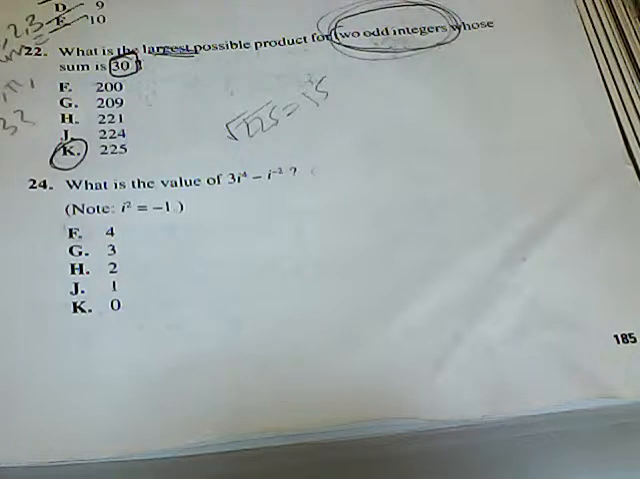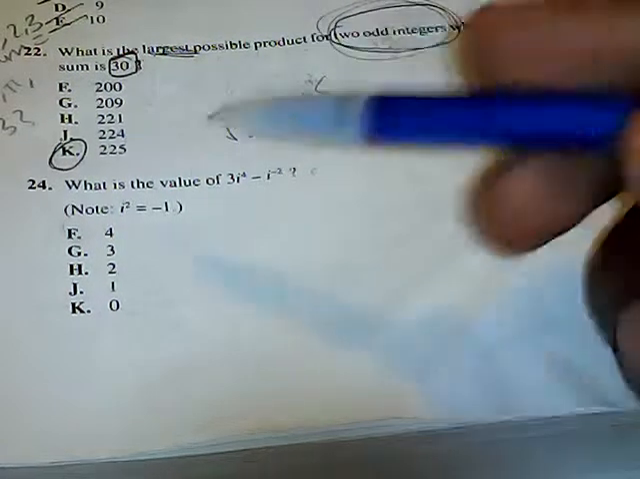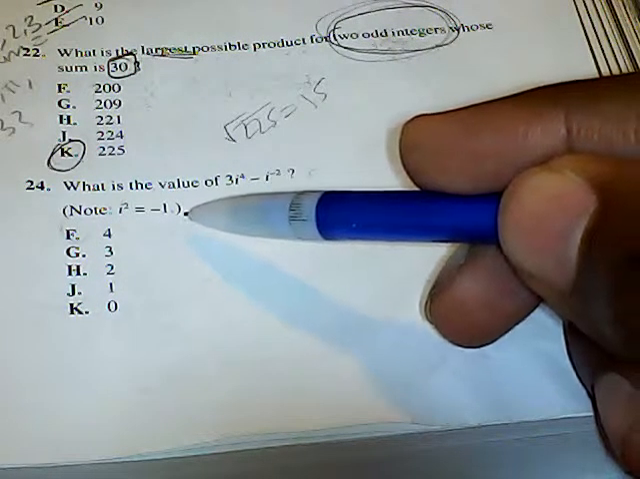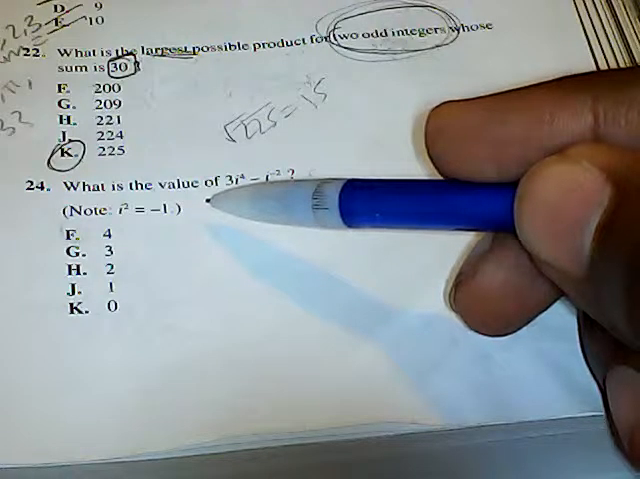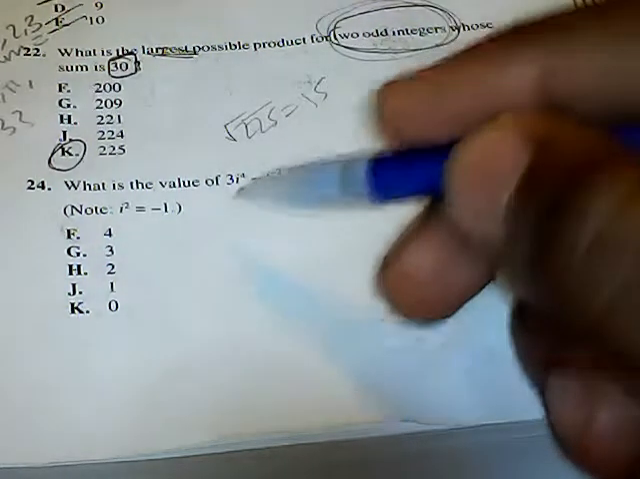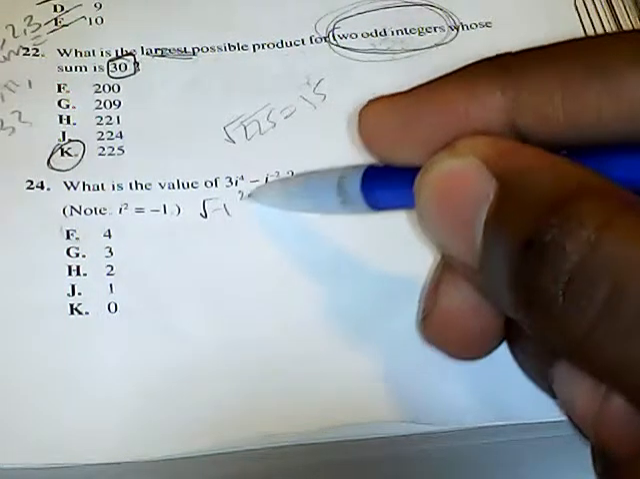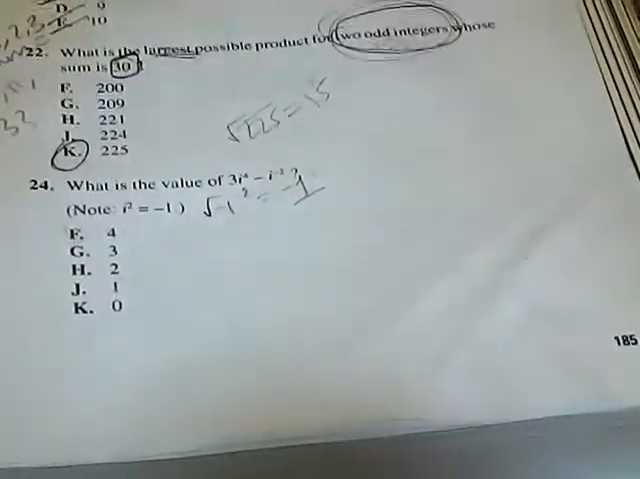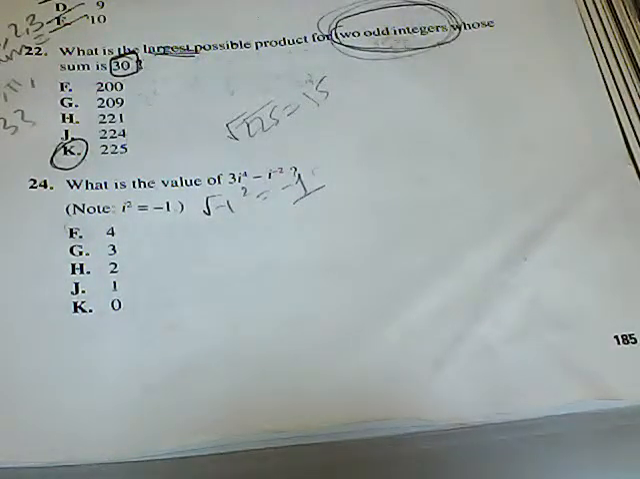So what is the value of 3i to the fourth minus i to the negative 2? Note i squared equals negative 1. You might see the note here and assume that this is only a condition for this question in specific, but always know that i squared equals negative 1. That's not a condition just for this question. That is going to be a condition for every question. It's a law in math. You should always know it.